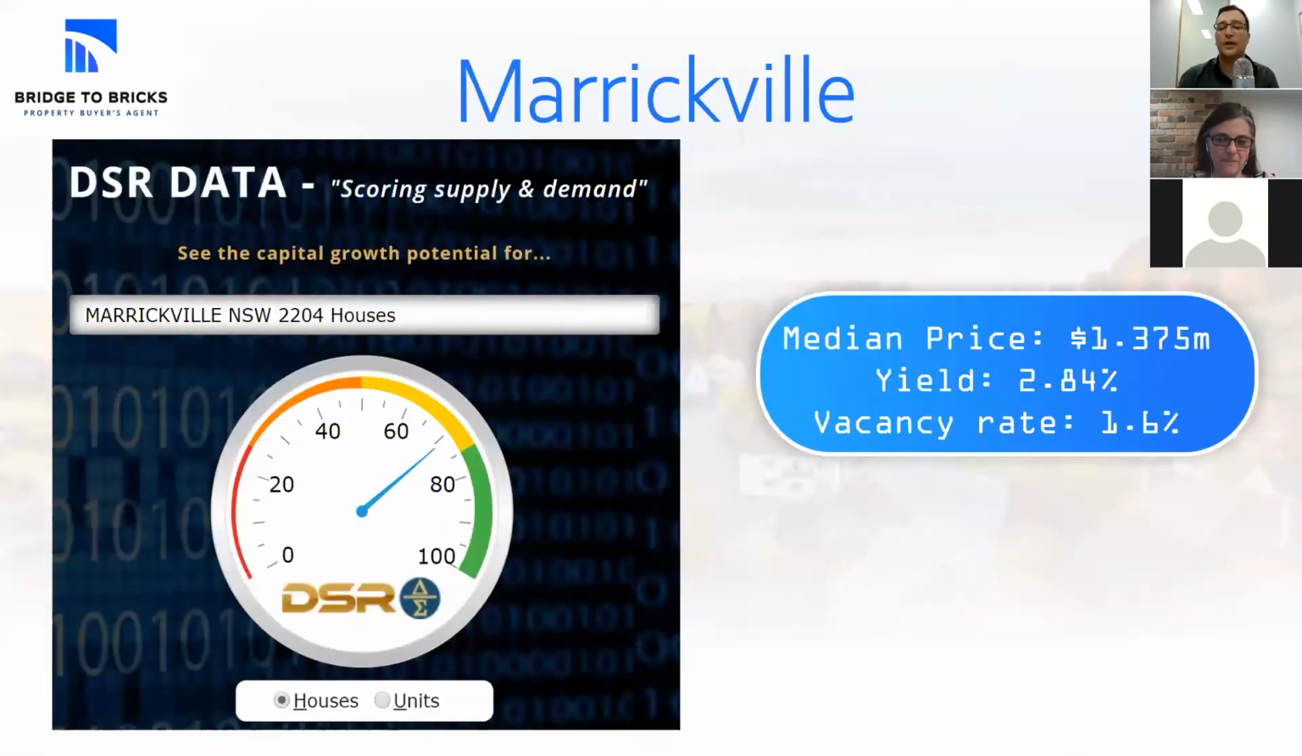Let's kick off. So when I'm looking at a suburb, one of the little tricky tools I use is actually a free tool that's online. It's called dsrdata.com.au. DSR stands for Demand Supply Ratio. And some of you may have heard of it. It's an excellent tool to look at the relationship between housing supply and housing demand.